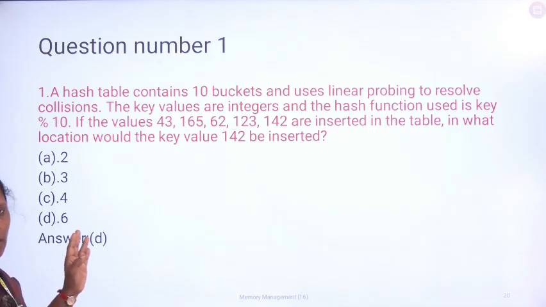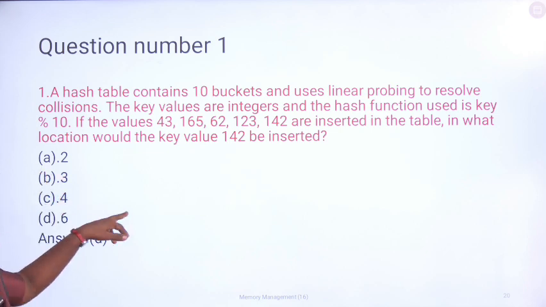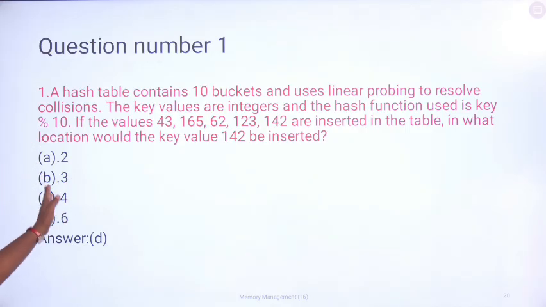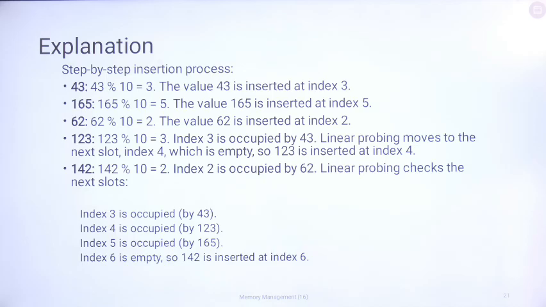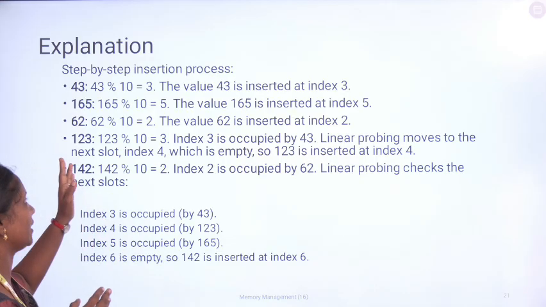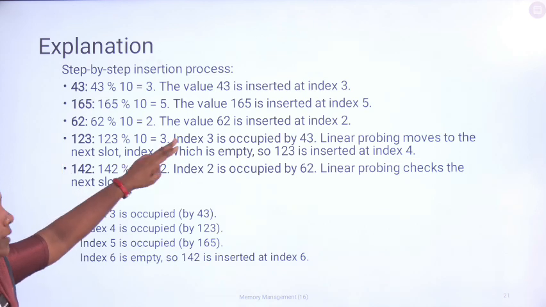So here, open chaining, I mean separate chaining, we know applies here. We have a number of options, and our answer is D. See the explanation, the step by step insertion process. First one is 43. 43 divided by 10 gives hash value 3, so 43 is inserted at index 3. We have index values 0, 1, 2, 3, so 43 is located at index 3.